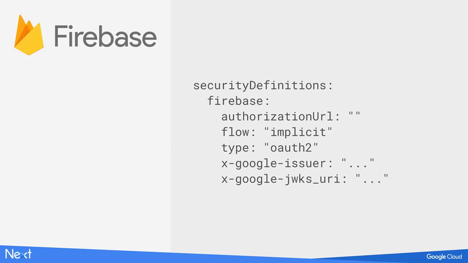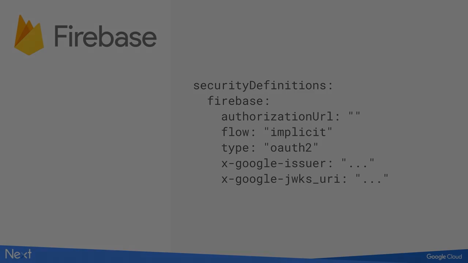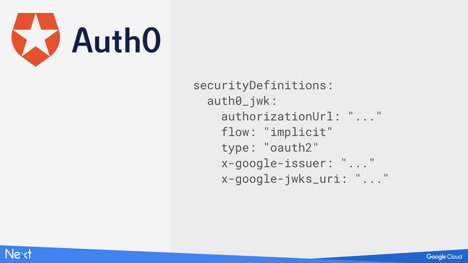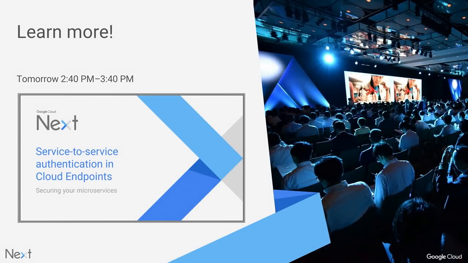Your code does not really change with this. What you're doing is changing the code on the client to obtain that token. That token will be from a different origin, but your code in the backend will be pretty much the same, which is pretty nice. So how do you do it? In Firebase, just create a Firebase security definition. That's it. With Auth0, same thing. You just create an Auth0 security definition. And then you redeploy.